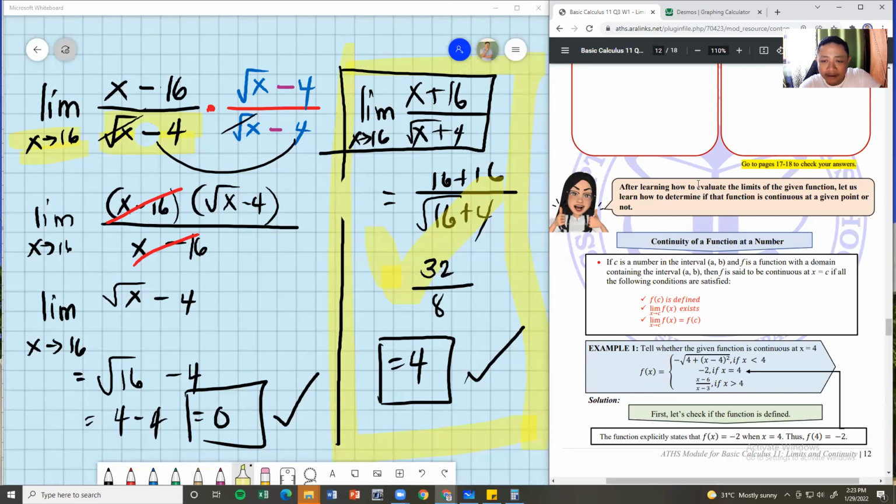Okay? So we have, if C is a number in the interval A, B, and F is a function with a domain containing the interval A, B, then F is said to be continuous at X is equal to C if all the following conditions are satisfied. So, meron tayong kailangang i-satisfy na given conditions, para masabi natin na continuous yung given nating function. Okay? Shall we have this now?